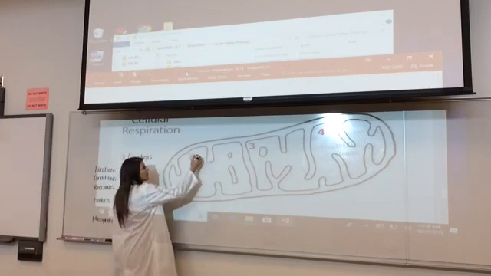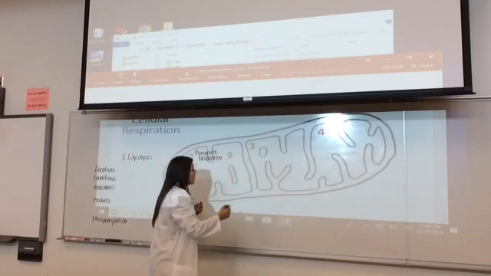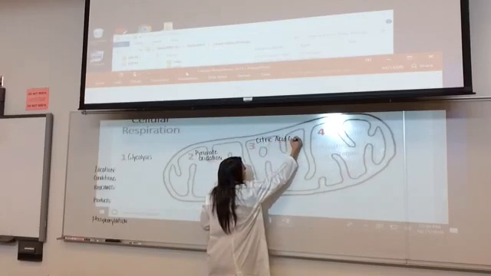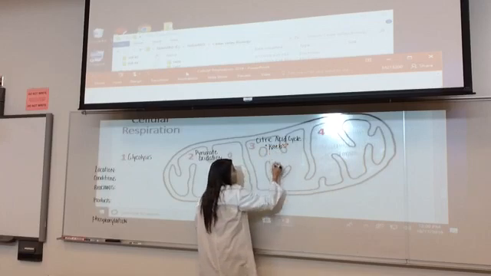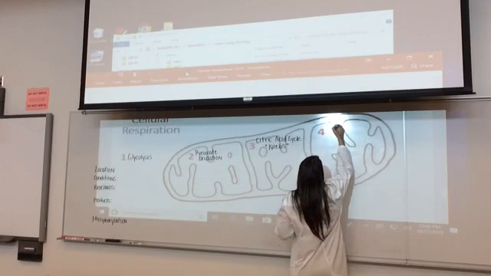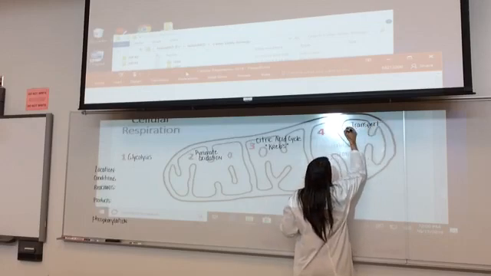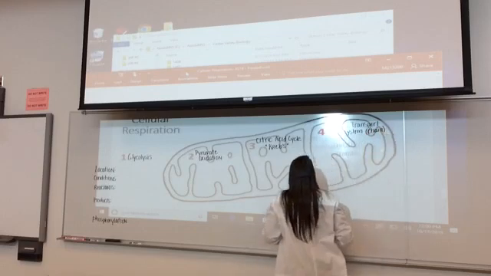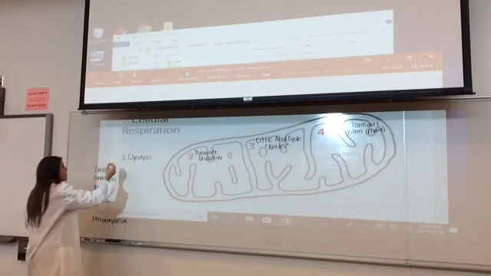Step 1 is glycolysis. Step 2 is pyruvate oxidation. Step 3, citric acid cycle, also called the Krebs cycle. Step 4 is called the electron transport system. You may also hear this called the electron transport chain. These are our 4 steps.